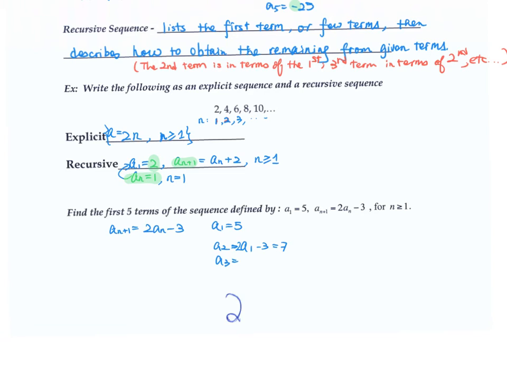a3 would be 2a2 minus 3. So 2 times 7 is 14, so I would have 11. And a4 is 2a3 minus 3. So what's that? That should be 19. 2 times 11 minus 3 equals 19. So on and so forth. And a5, I'm just doing mental math here, should equal 35. Okay, I'm not going to demonstrate a5.